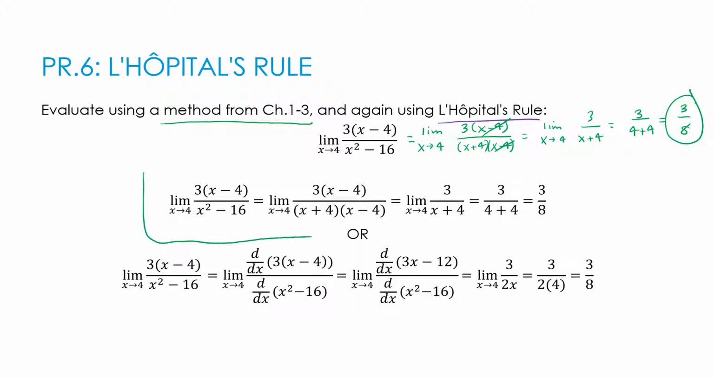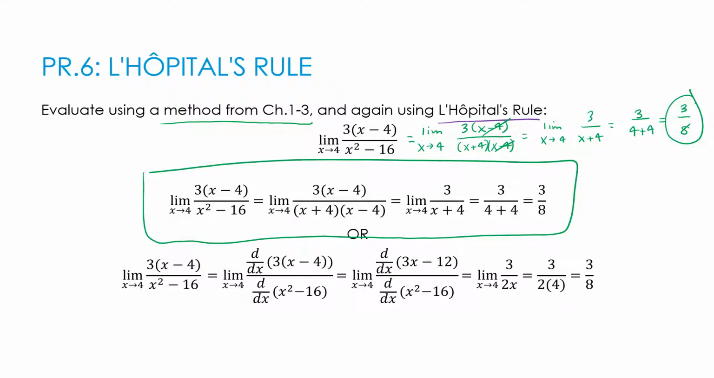So all of this is what I already did. Now I'm going to use L'Hopital's rule. L'Hopital's rule says take the derivative of the numerator and the derivative of the denominator. So that's what I'm going to do. d/dx of the numerator and denominator. Notice this one I went ahead and multiplied this out, but you wouldn't have to.